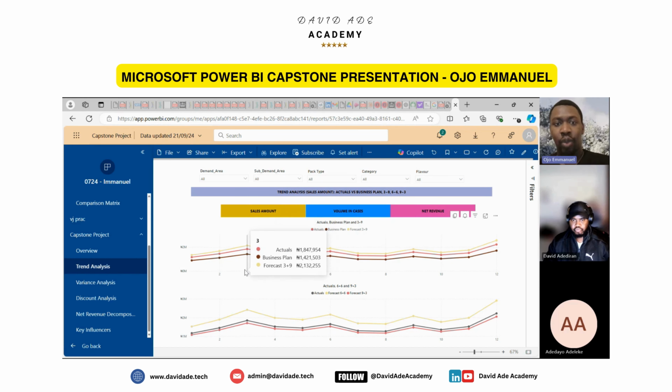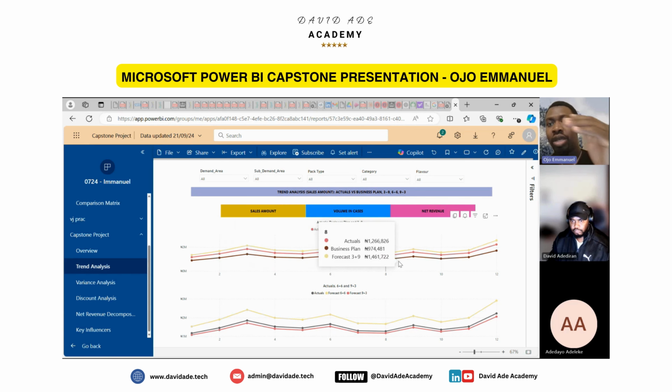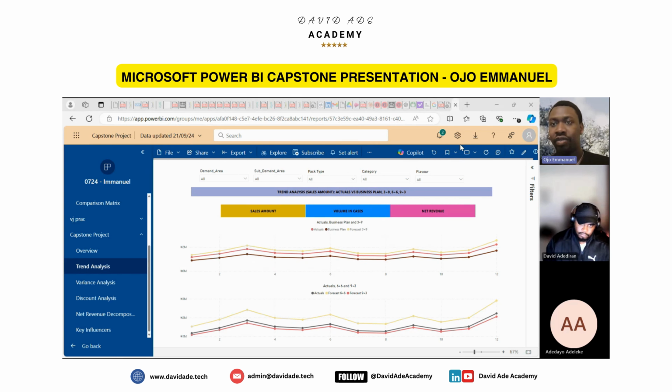There's a trend. It went up from the first month, the second month had an increase, the third month had an increase, but in the fourth month, there was a decrease. Looking at that, in the comparison of the actual, business plans and forecast 3+9, the trend keeps on going. It's a wavy trend which is going down, up, down. If we take a look at the last month of the year, there was an increase in all of it. So it shows that the business grows more.